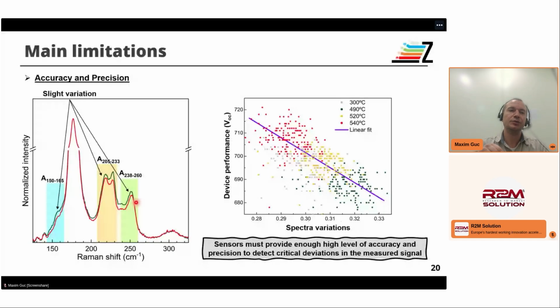So we need to provide the correct accuracy and correct precision, or the correct signal to noise ratio in this case, so that the deviations in the samples are detectable by the sensor. So this is one of the critical limitations that is required when you're developing the sensor.